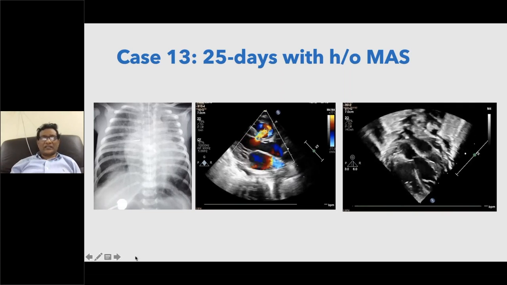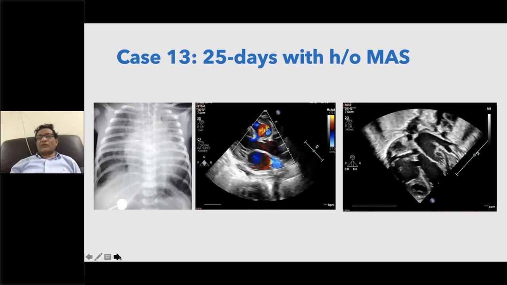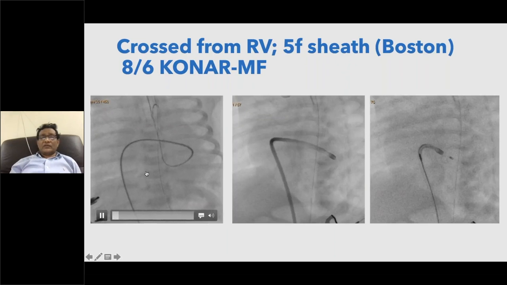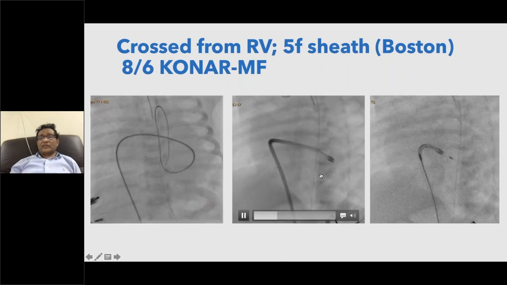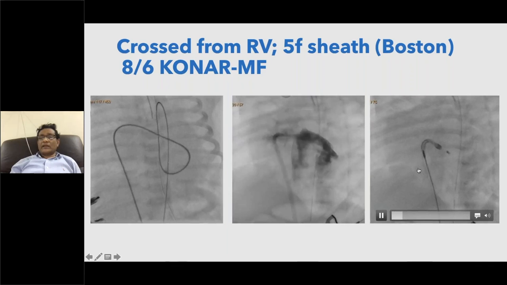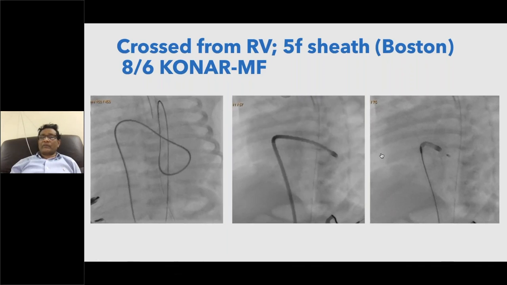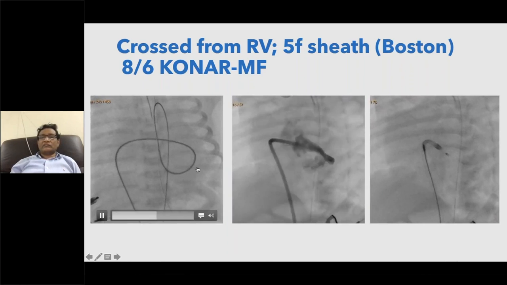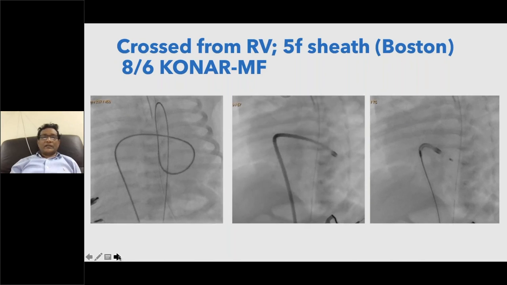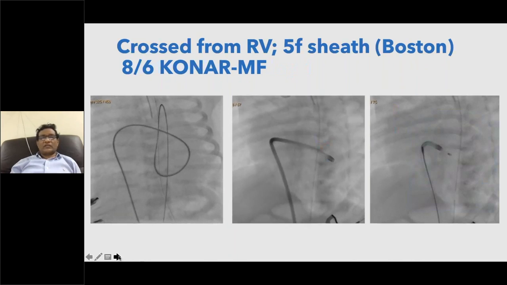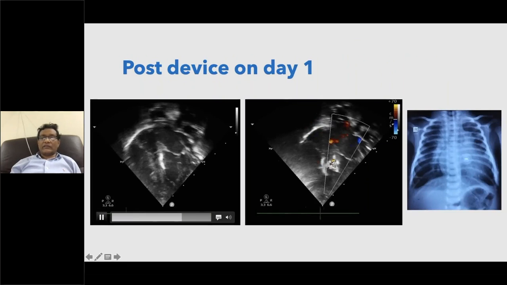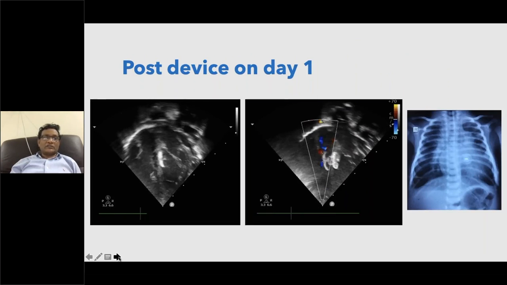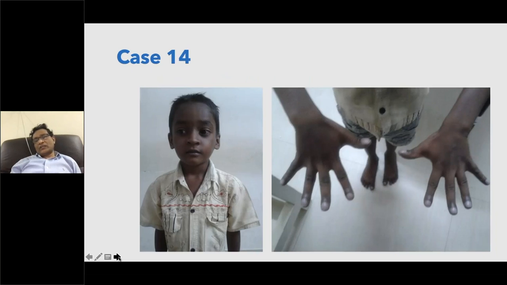So this is the condition where we thought we'll draw a line out of the way and do the procedure. In this particular case, we crossed the ventricular septal defect, and we put an umbrella called the Konar MF umbrella. This device was developed by me in association with LifeTech company, and we could successfully close that ventricular septal defect completely. You can see the device is well positioned, and the baby could be extubated and discharged. So fantastic improvement is there.